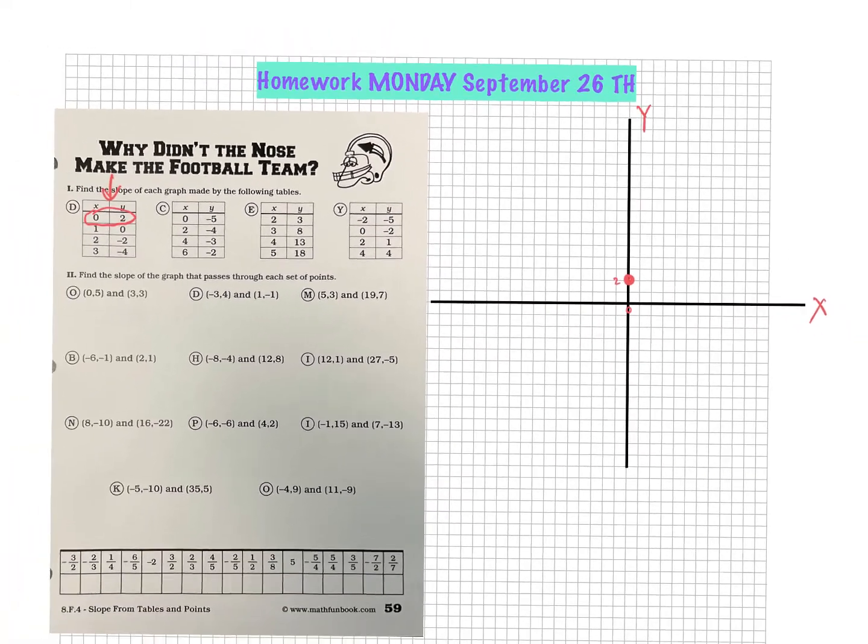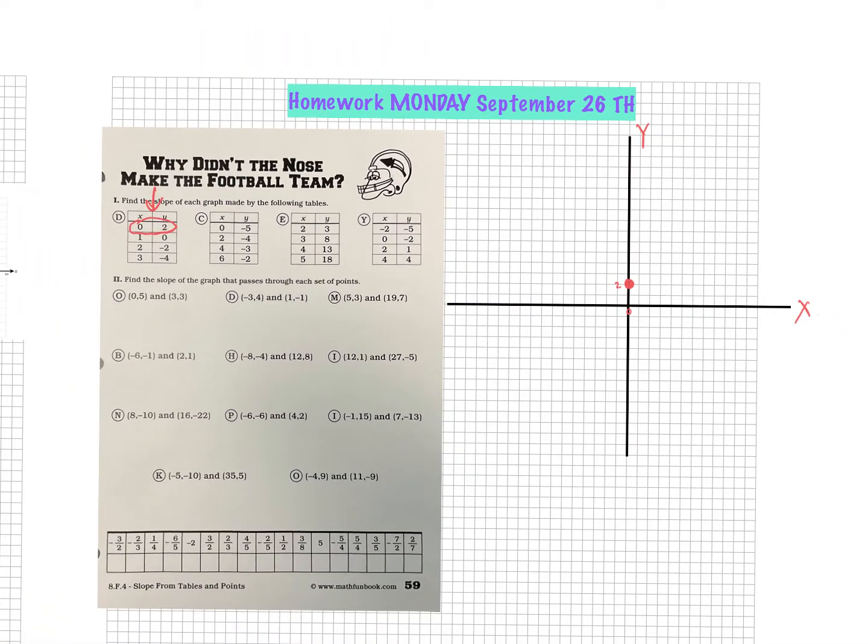Now that one moves to 1 for the X and 0 for the Y, so it moves to right there, to point 1, 0. Then it moves to 2, negative 2. Then it moves to 3, negative 4. So it's asking for the slope of that line.